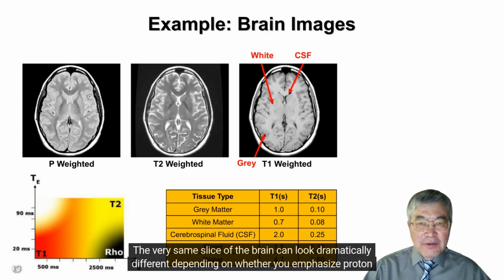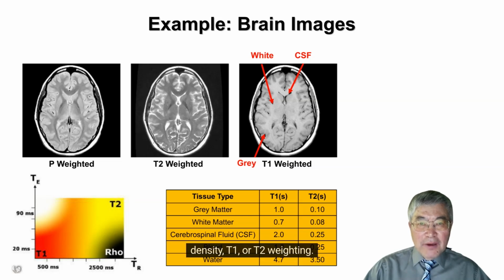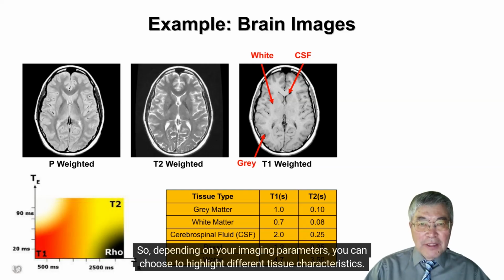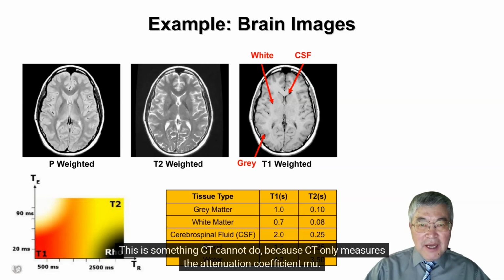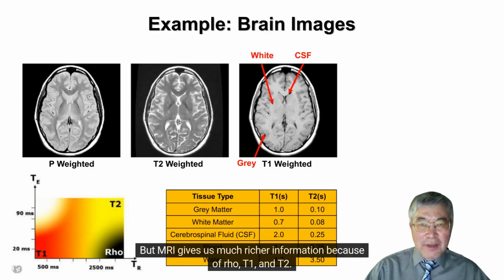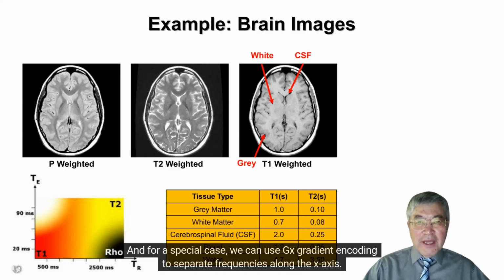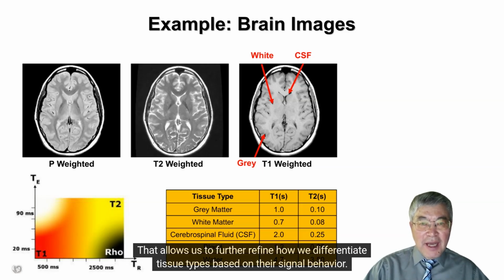The very same slice of the brain can look dramatically different depending on whether you emphasize proton density, T1, or T2 weighting. So, depending on your imaging parameters, you can choose to highlight different tissue characteristics. This is something CT cannot do because CT only measures the attenuation coefficient mu. But MRI gives us much richer information because of RHO, T1 and T2. And for a special case, we can use GX gradient encoding to separate frequencies along the x-axis. That allows us to further refine how we differentiate tissue types based on their signal behavior.